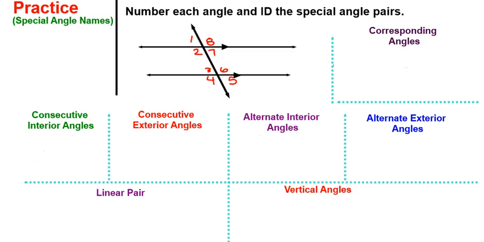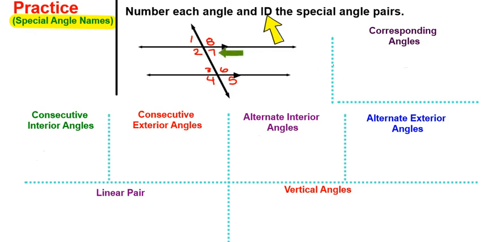Alright, now that we're at the bottom of the page, we are going to be doing these practice problems. We are going to be talking about the special angle names that we have for all of the angles that are in our picture. If we read these directions here, it does say that we should number each angle and identify the special angle pairs that we have.